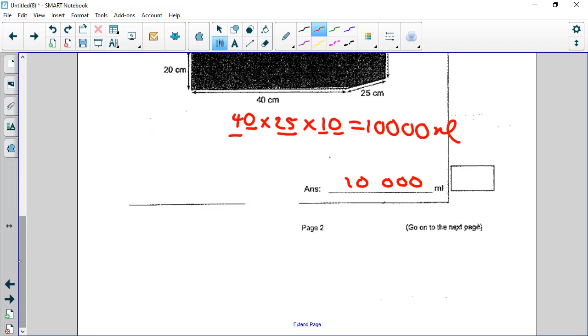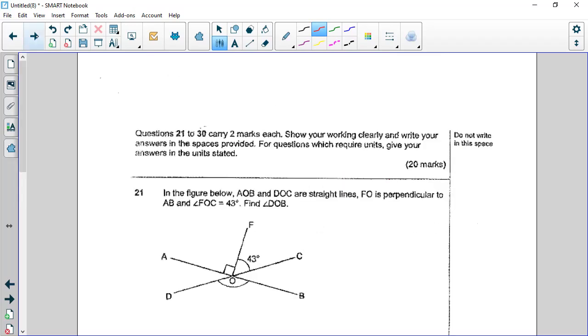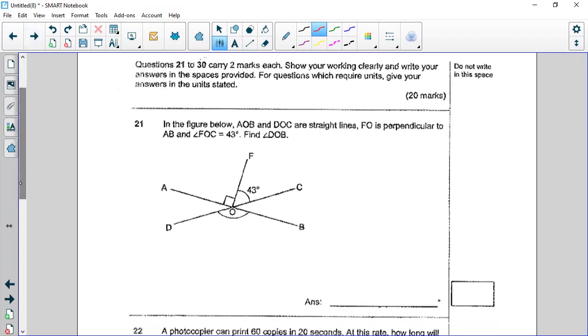Question number 21. Straight lines. When you see straight lines, look for X. There's an X there. So where's the X? One straight line, another straight line. So this entire angle will be how many? 90 plus 43, which is the same as the opposite angle. So 90 plus 43 is 133 degrees. So your answer is 133 degrees. Got it? So when two lines cross each other, there's an X there.